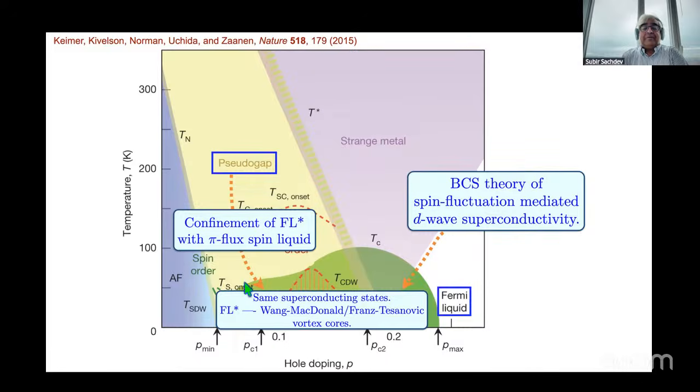But at low doping, the core is very different. You don't see this peak at all. And that also comes out from this theory. So the FL star vortex core and the superconductivity vortex cores are very distinct. All right, so now let me just say a few words of the actual theory and how everything comes together.